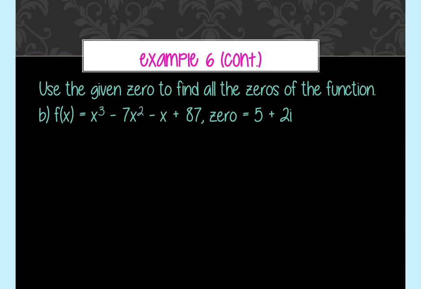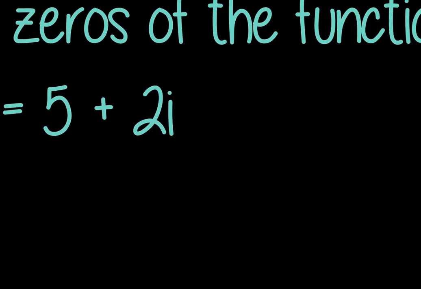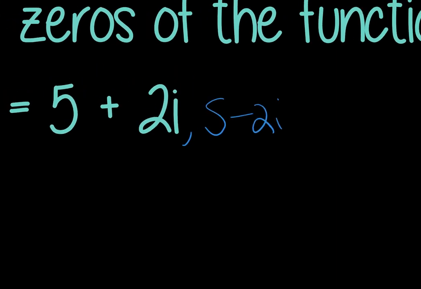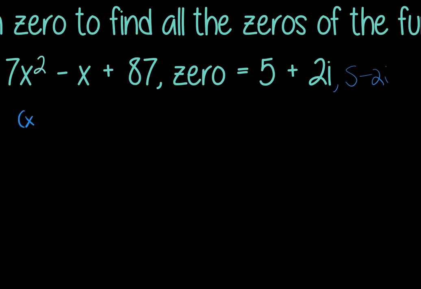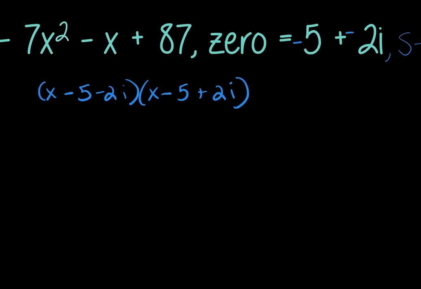All right, the last one. Same kind of question, except the expression is given this time instead of a single term. If 5 plus 2i is a 0, what's my other 0? 5 minus 2i. So first thing I've got to do is multiply out those linear factors. The minus is going to go to both of these. So x minus 5 minus 2i, x minus 5 plus 2i. Notice the only sign that's different is the one on the i term.